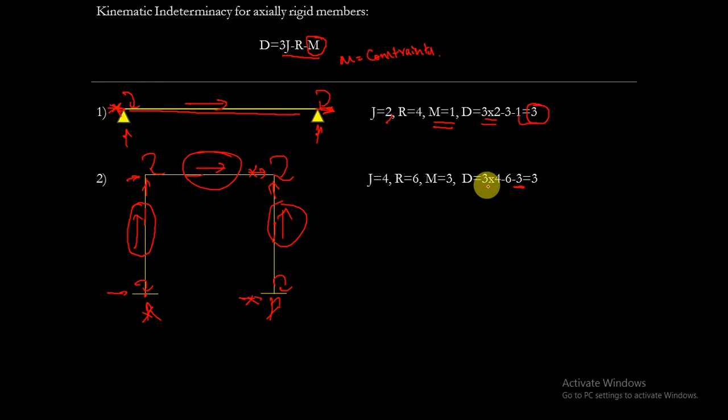At each joint there will be 3 degrees of freedom, and the number of joints is 4. As the supports are provided, there will be 6 restraints, and 3 is because for each member there will be only one horizontal displacement. So the degree of kinematic indeterminacy for this structure is 3.